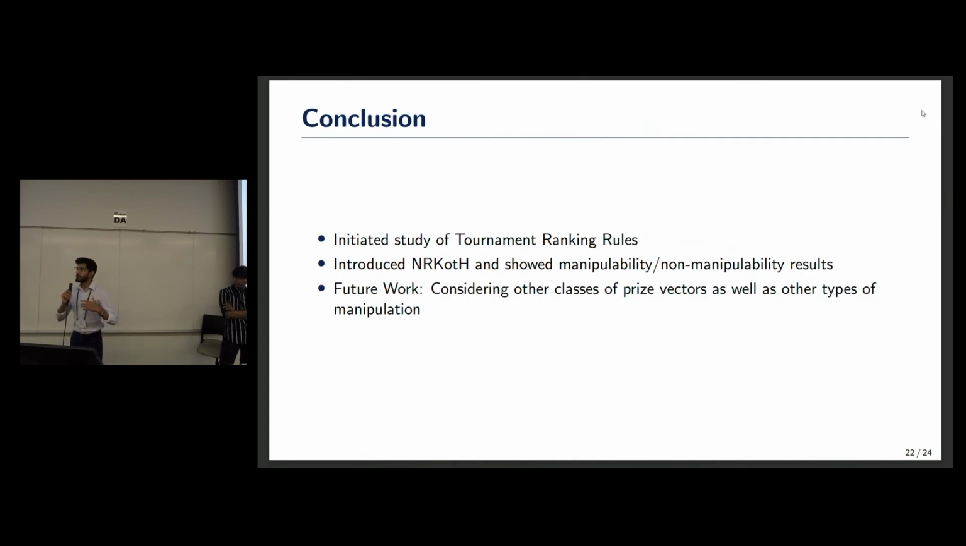Basically, to conclude, we've extended the work from a study of tournament rules to a study of tournament ranking rules, and we've introduced a tournament ranking rule and showed manipulability and non-manipulability results on that. We specifically looked at the class of all prize vectors as well as the uniform prize vector. Some future work that we'd be interested in is considering other classes of prize vectors and seeing how our bounds are going to change based off the type of these prize vectors.